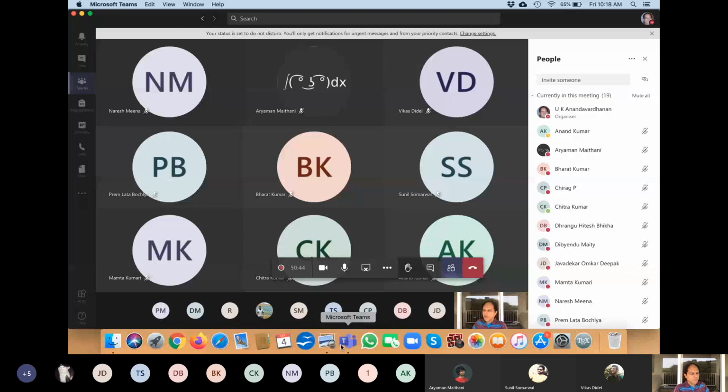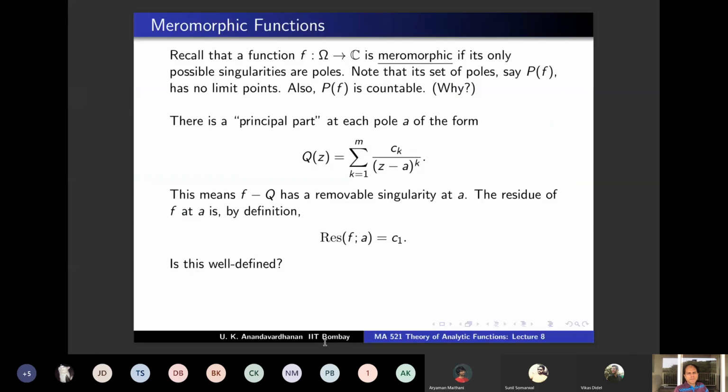So Q may have some minus first coefficient, and Q prime may have some other coefficient to start with, but by clearing out, you are getting two power series expansions around A. Therefore, they should have all the coefficients the same. In particular, this coefficient is the same. Correct. So this is well defined. So residue is well defined.